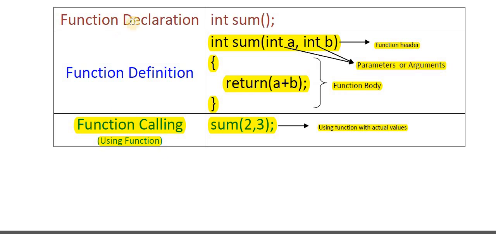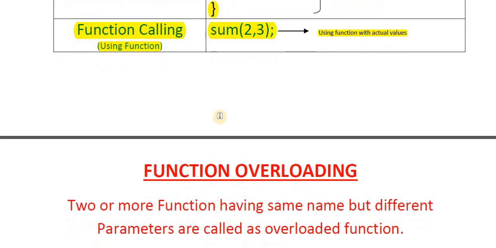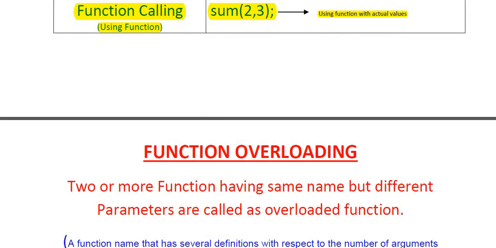So this is about function declaration, function definition and function calling. Function declaration means declaring just the function name without body. Function definition means creating the function name with the body. And function calling means using the function with some values. So this is about the basics of function. Next we will start function overloading.